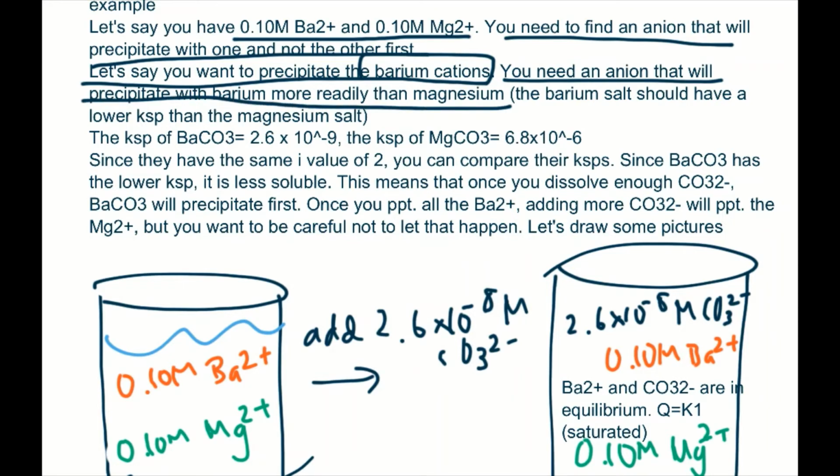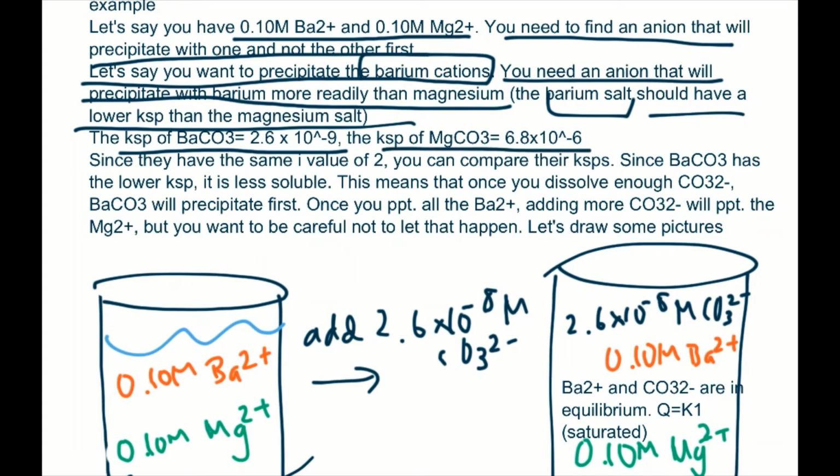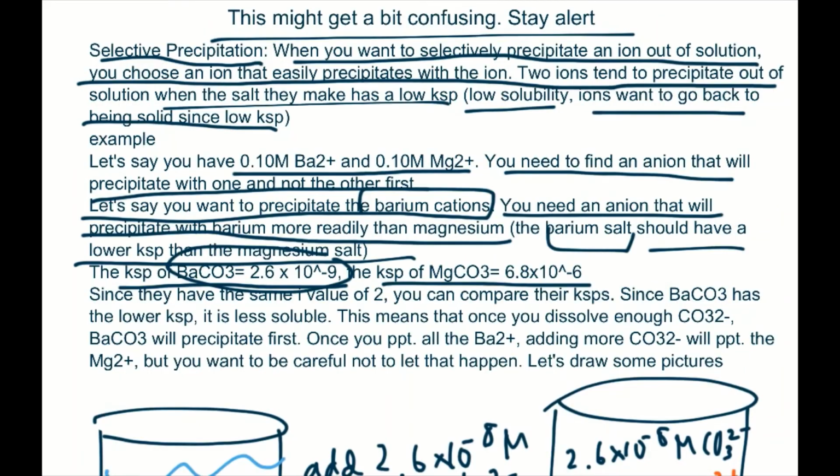Or in other words, the barium salt that you make should have a lower Ksp than the magnesium salt. So, I found something that does that, and it turns out to be carbonate. The Ksp of barium carbonate is 2.6 times 10 to the negative 9, while the Ksp of MgCO3 is 6.8 times 10 to the negative 6. See how the Ksp for this is smaller? Well, that means that by using carbonate, we can precipitate the barium first in the form of barium carbonate.